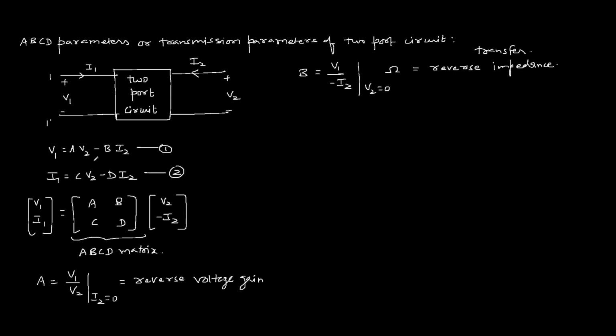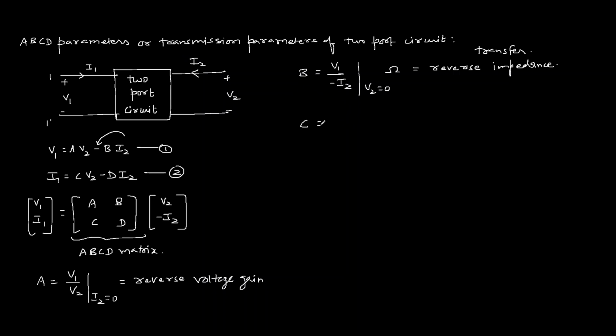In equations 1 and 2, there is a negative sign here because in transmission we assume that current is coming from left to right side. So current in the output port is also going from left to right. It means current should go towards the load. That's why the sign of I2 is negative here.